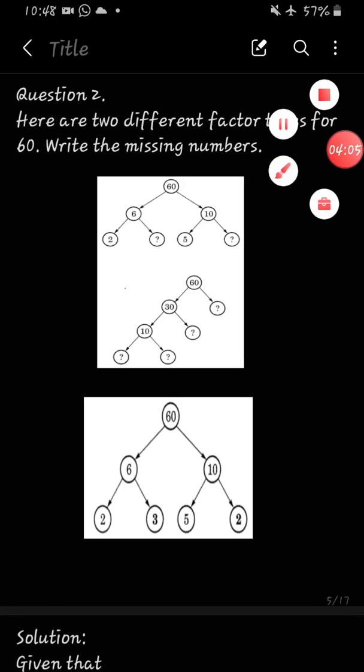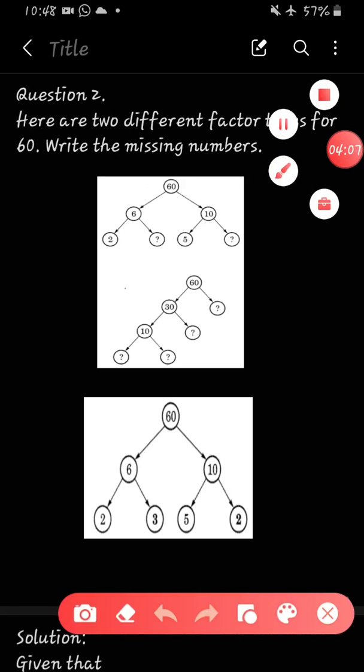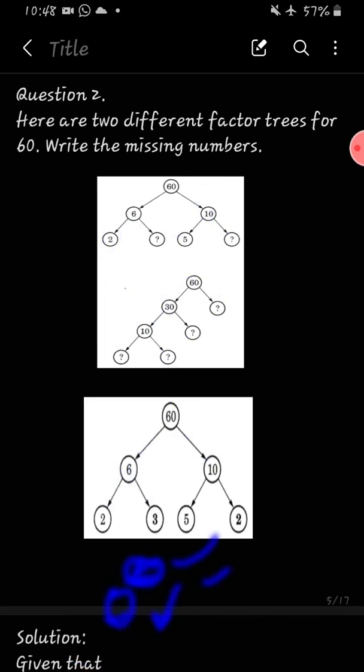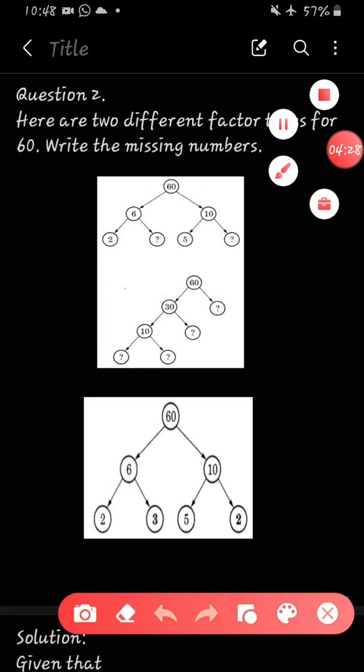Let me see this one. Here 60 is there. 6 into 10 we are getting 60. Again this 6, 2 into what will be 6? If we divide 6 by 2, what number do we get? 3. So the answer here will be 3. Then again 10 is there.